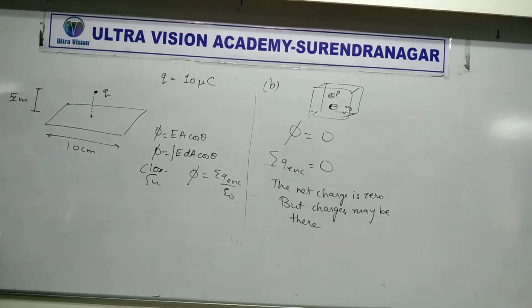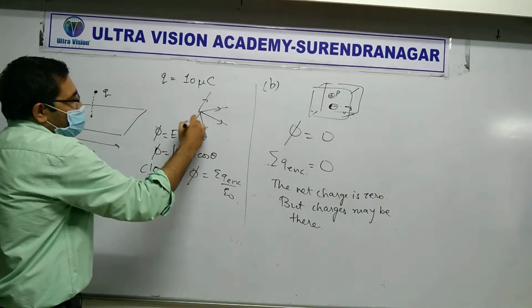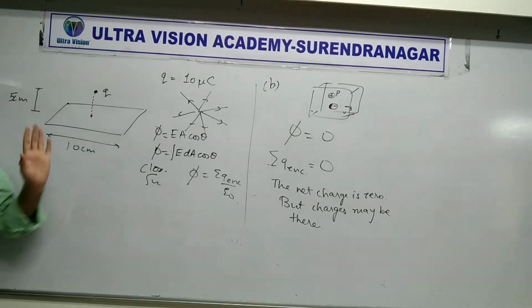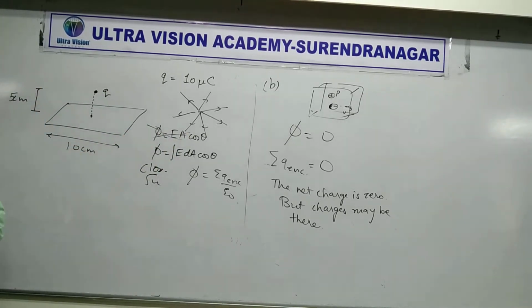Depends on distance, isn't it? Kq by r square. The remaining diagram we are drawing. How is uniform one? Okay, so this is not uniform. Fine. So far, not uniform. Second one, yeah, we can do it.